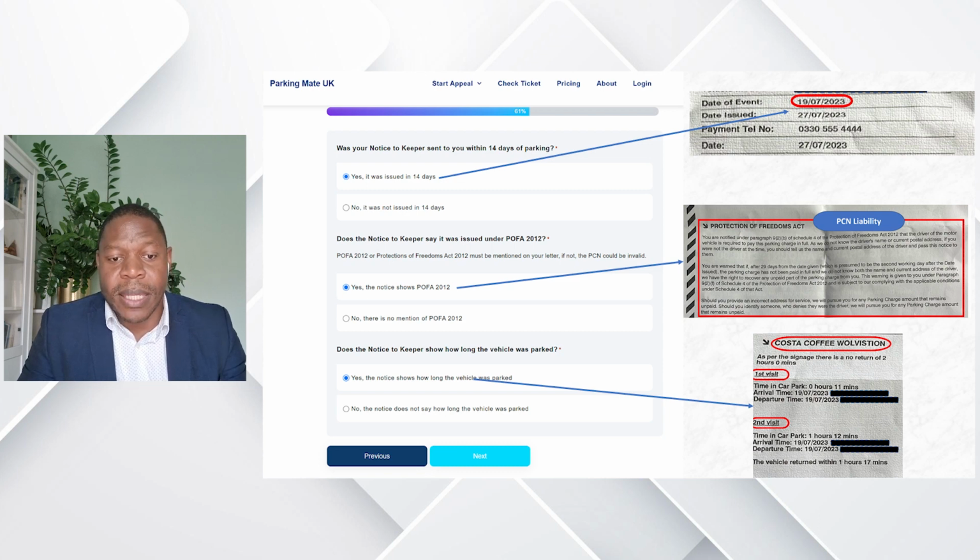Does the notice to keeper say it was issued under POFA 2012? We can clearly see that it does, so the answer here was yes. Does the notice to keeper show how long the vehicle was parked? Again, we can see how long the vehicle was parked. So all you have to do is just answer the questions. Mostly you can see it's yes or no, so pretty straightforward.